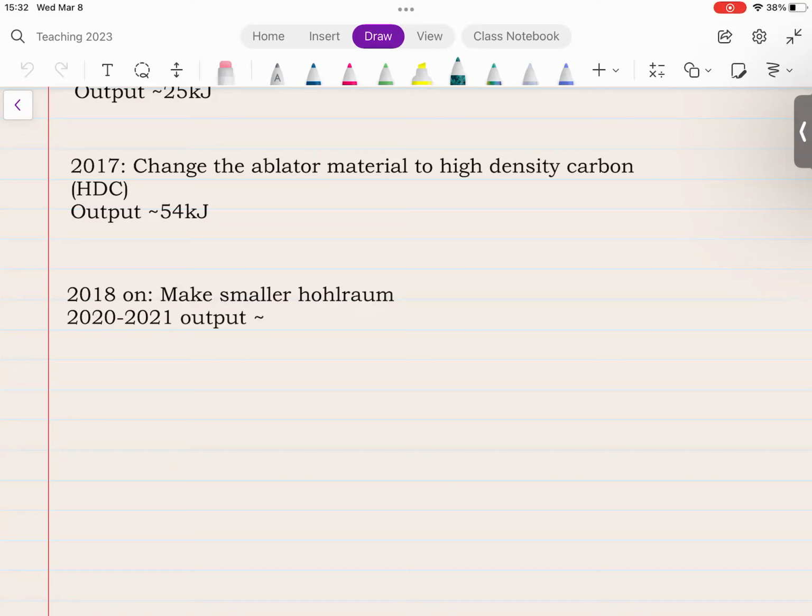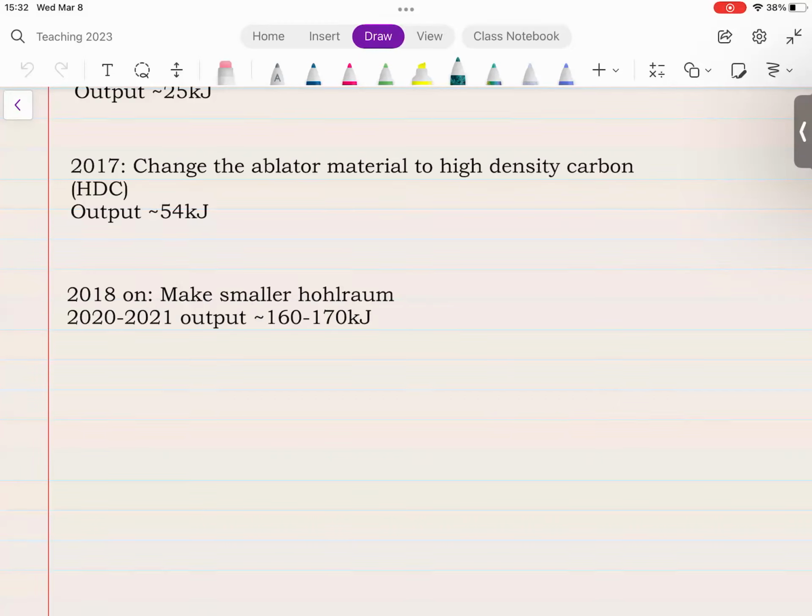the energy output was on the order of 160, 170 kilojoules, which is still, we're still using 1.8 megajoules pretty much for our driver. So that's barely 10%. Remember what I said at the beginning, it's going to be a lot harder to get from 0.1% to 10% than it's going to be to get from 10% to 100%.